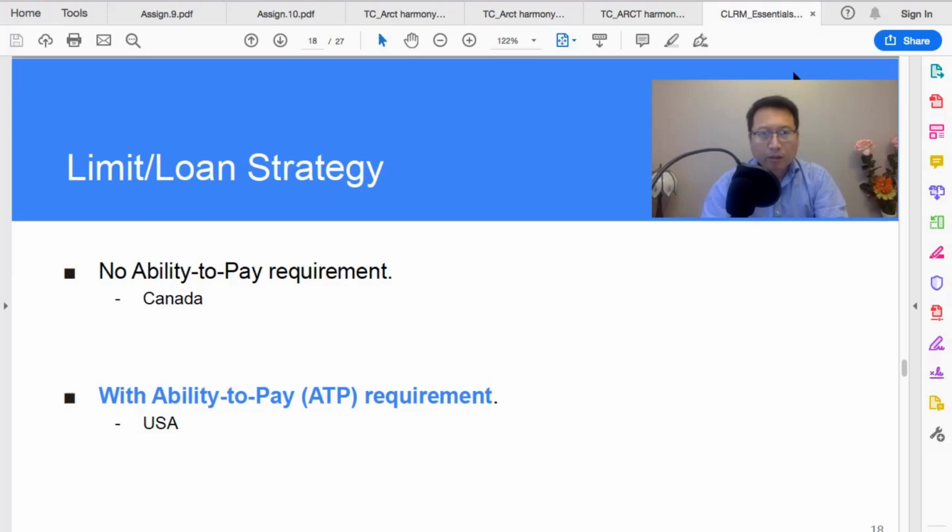Okay, just now we looked at a sample strategy under the scenario where there's no ability to pay requirement. Next, let's look at what the strategy looks like with an ability to pay requirement, such as in the USA.